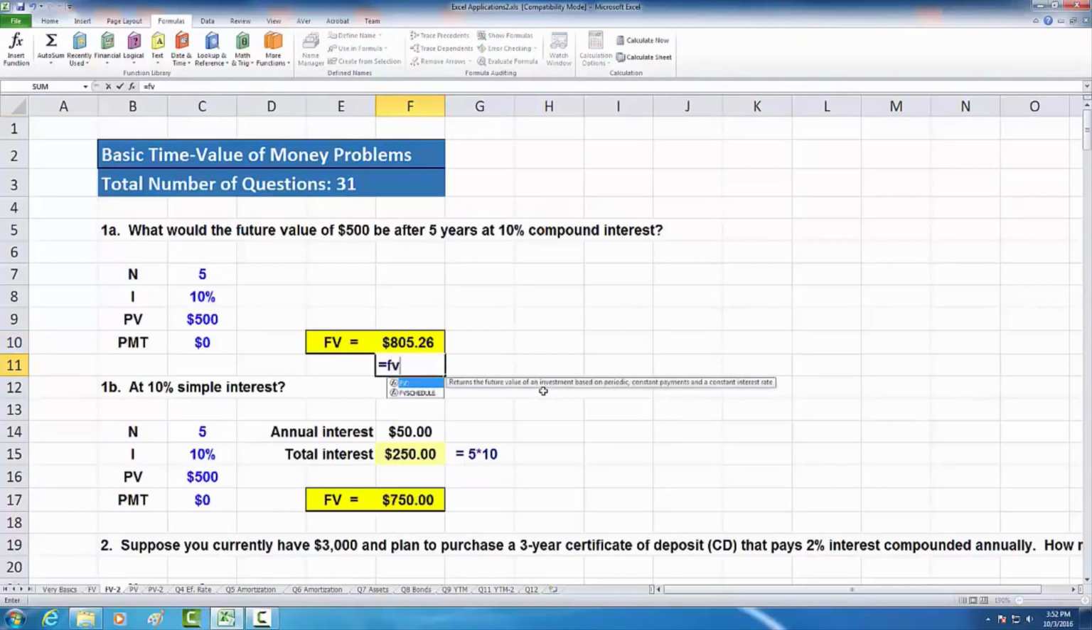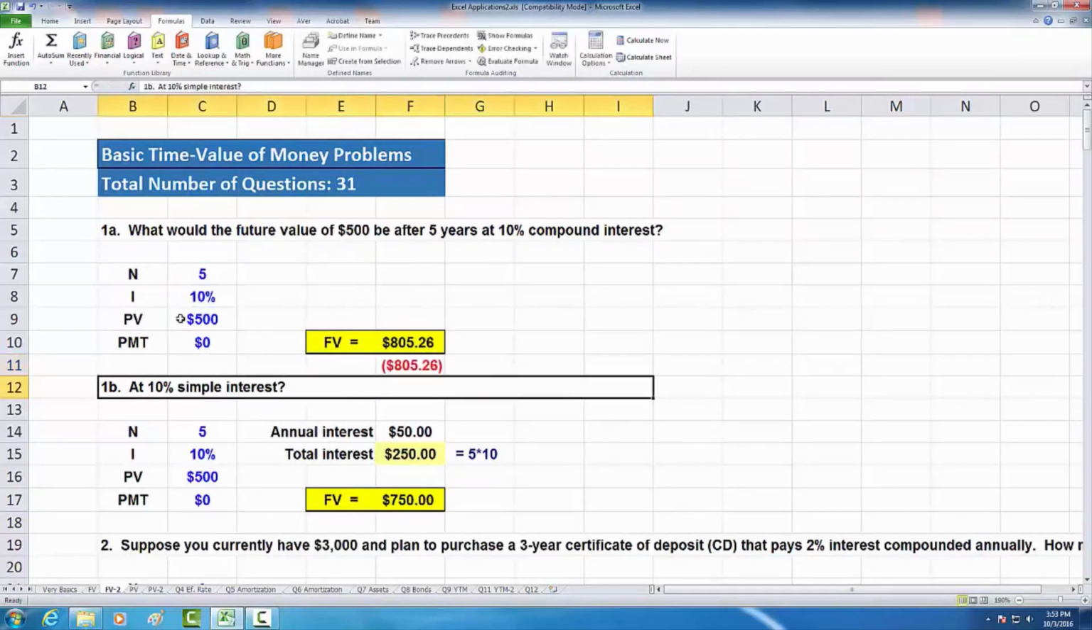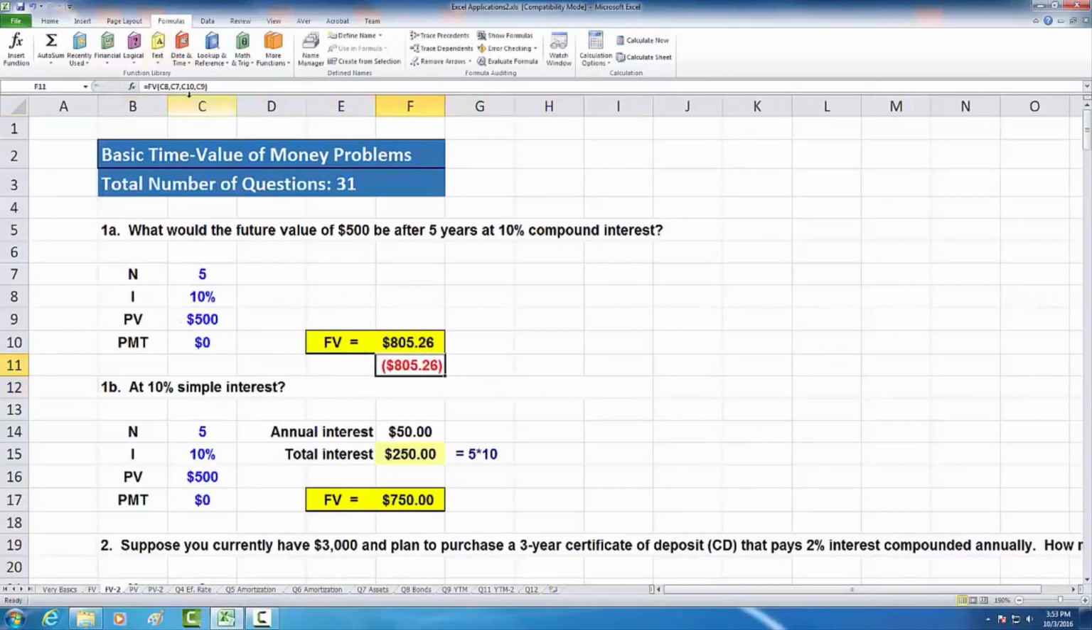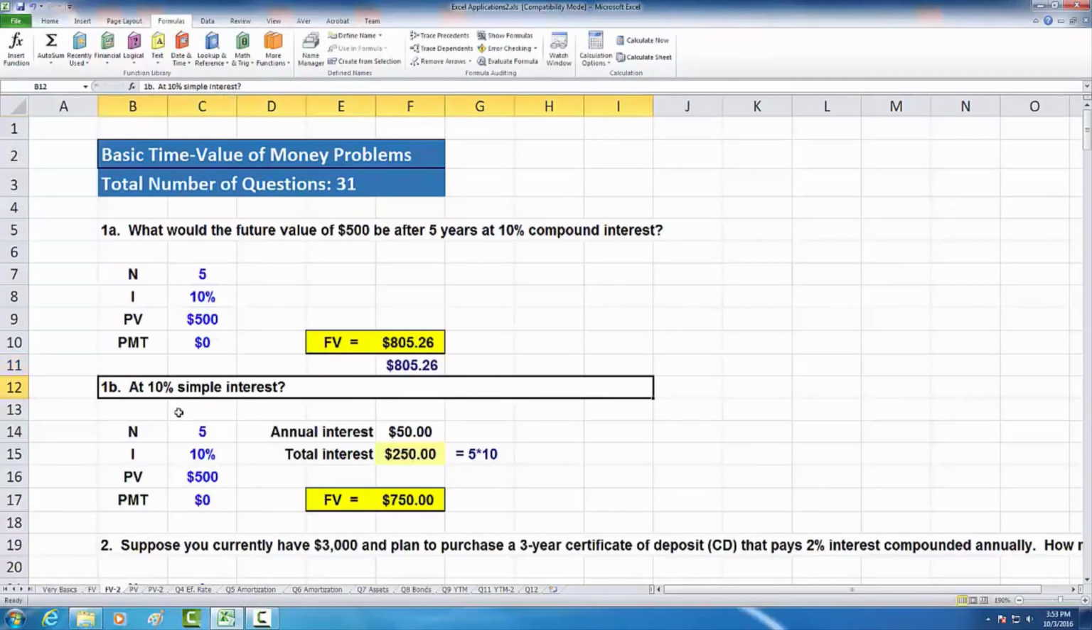Right here, FV, open the parenthesis, what's the rate? The rate is 10%. What's the number of periods? 5 years. What is the payment? We didn't make any payment, so you can choose 0 from here. What's the future value? Present value, it's $500. Close the parenthesis. You have the answer. I again did the same mistake, so this has to be minus just because you pay that money. Okay, we have the answer here.